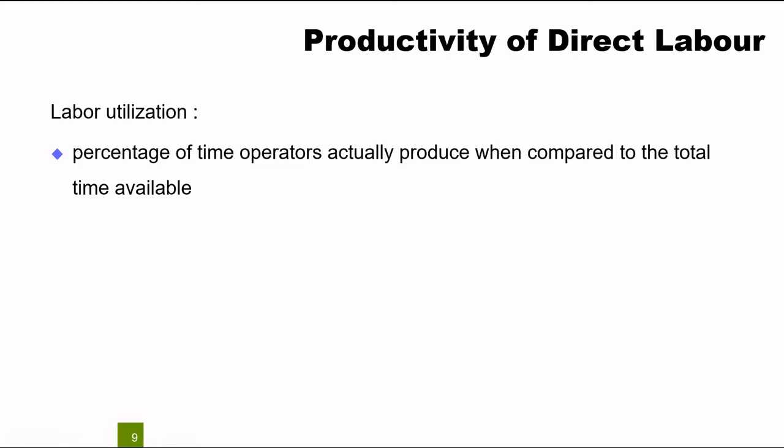So people are not going to work for 8 hours straight. So the percentage of time operators actually produce can be somewhere around, let's say, 90, 95%. It cannot be 100%.